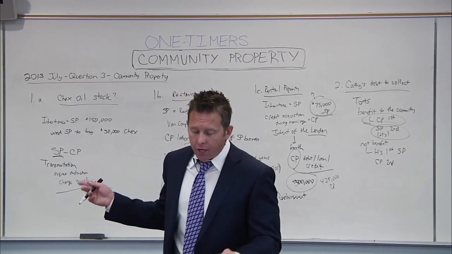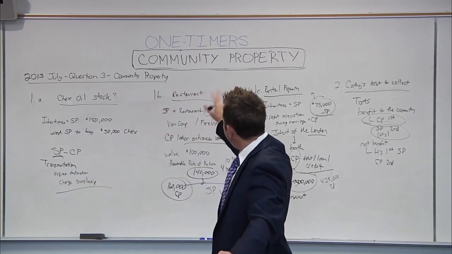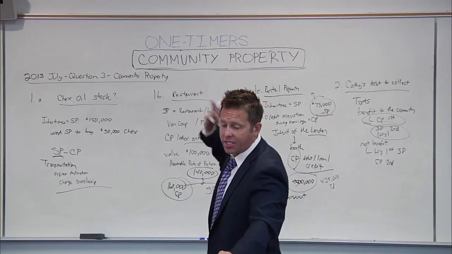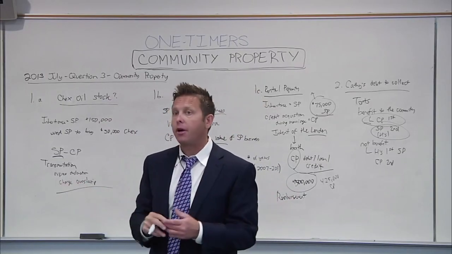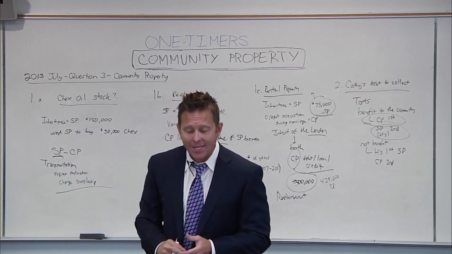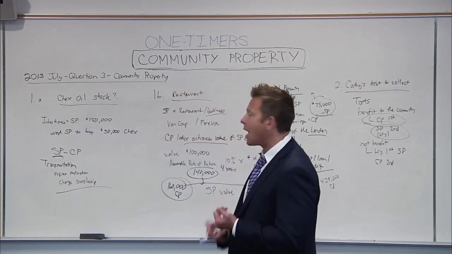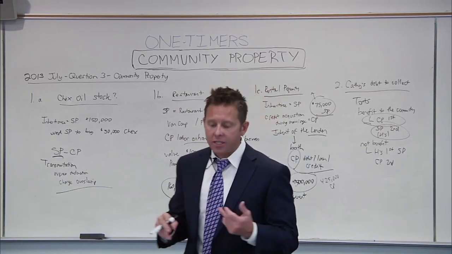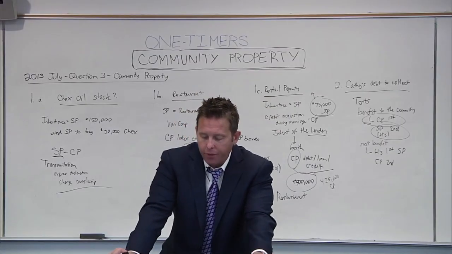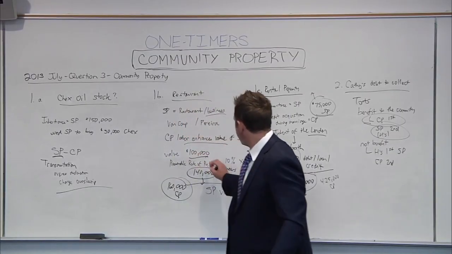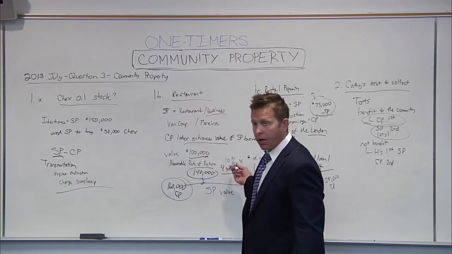In terms of the restaurant, she used her inheritance money to buy the business, so it's a separate property business. There was community property labor, even though it was Hank's labor, to improve a separate property asset. And because it was done by his effort, skill, his labor, then you use the Pereira accounting, and that's how you come up with the value of the business times a reasonable rate of return over the number of years.